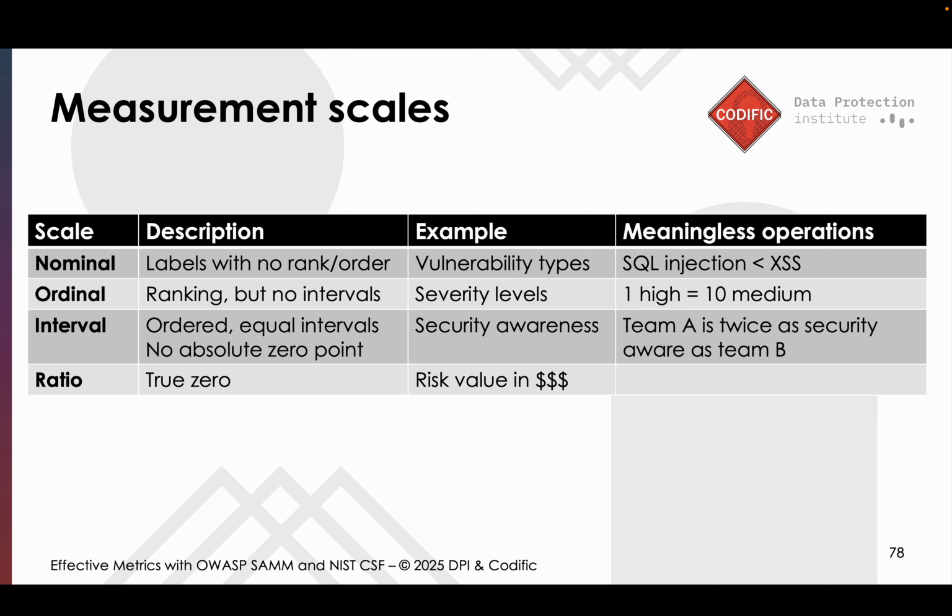Here is the key takeaway. Scales determine what type of analysis is valid, and using the wrong type of math on the wrong scale leads to bad conclusions. For instance, trying to calculate the total organizational risk by adding up weighted low, medium, high findings, that's based on ordinal data and it's just wrong.